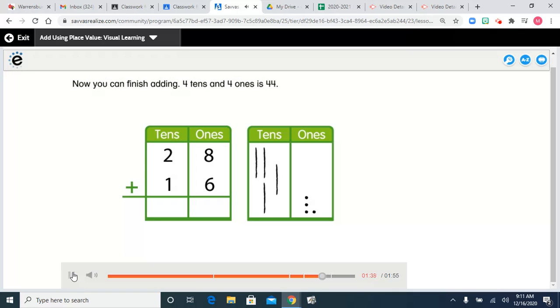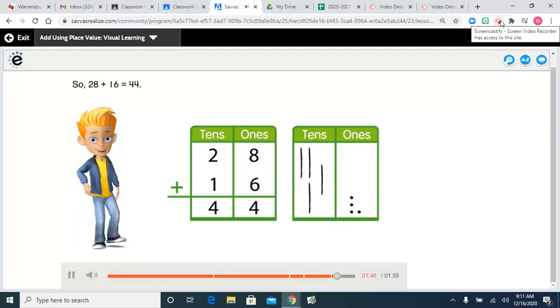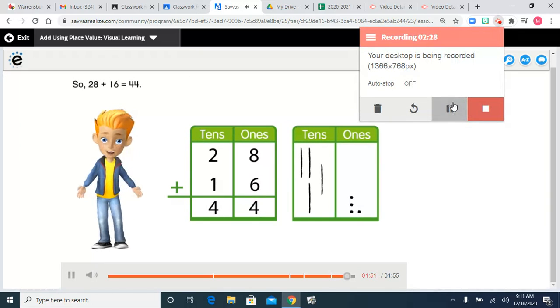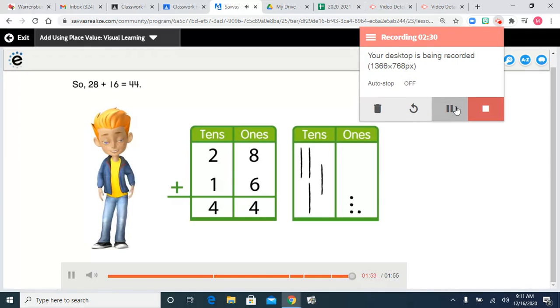Now you can finish adding. 4 10s and 4 1s is 44. So 28 plus 16 equals 44. Now you know how to add using place value.